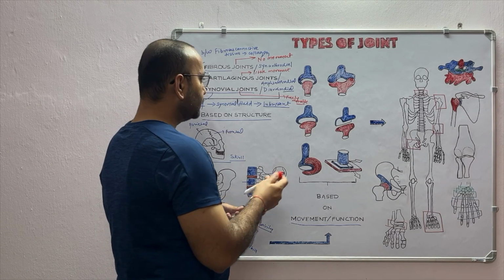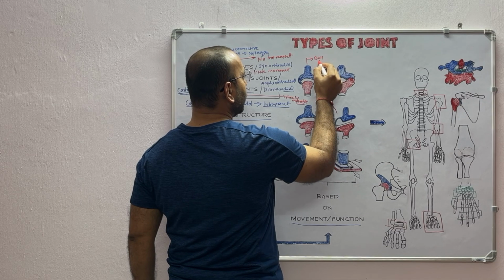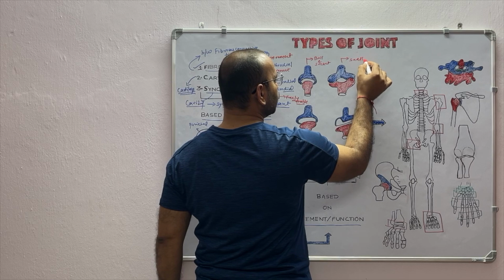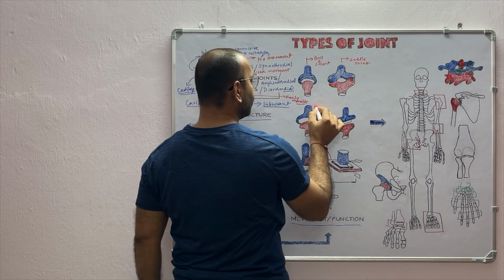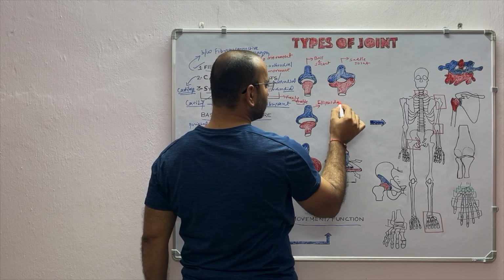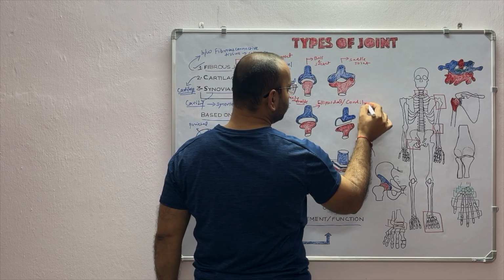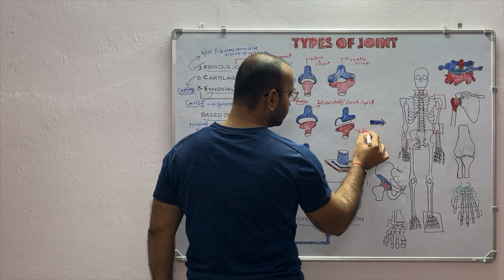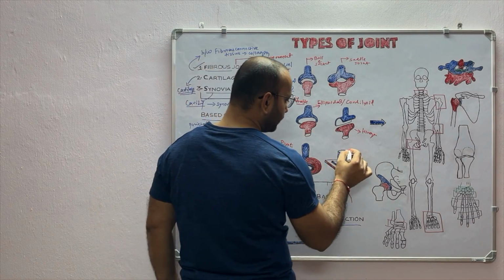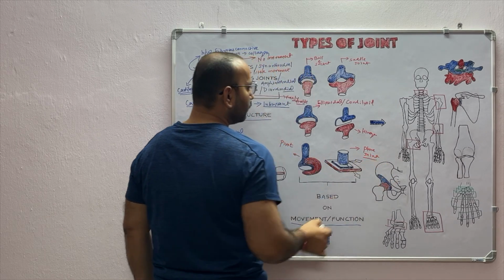So the first joint is the ball and socket joint, right? Then we have the saddle joint. Then we have something called the ellipsoidal joint, or sometimes it is also called the condyloid joint. Then we have the hinge joint. Then we have the pivot joint. And lastly, we have something called the plane joint, right? So let us see what these joints actually are.